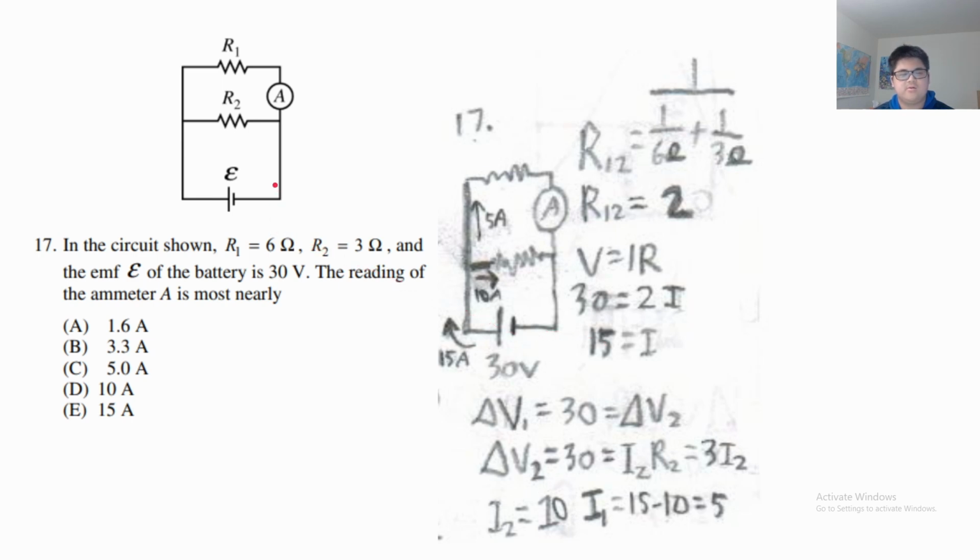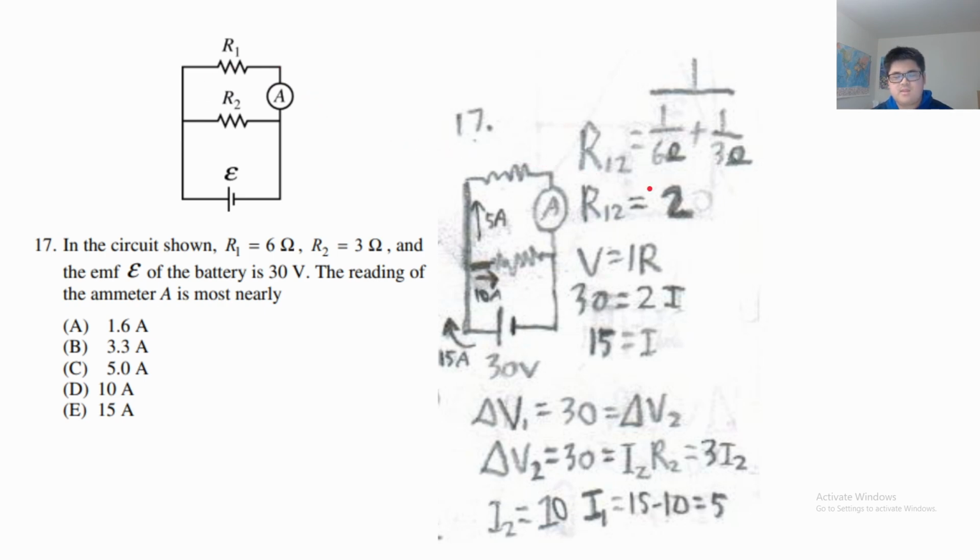So now you know that the current is 15 amps across the battery, but you know that the current splits up at this junction. Since the current splits up at this junction between R2 and R1, we need to further calculate. You're only worried about the current going through R1 because that's where the ammeter is placed.